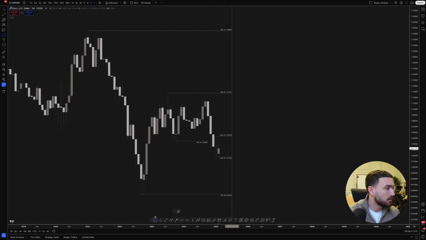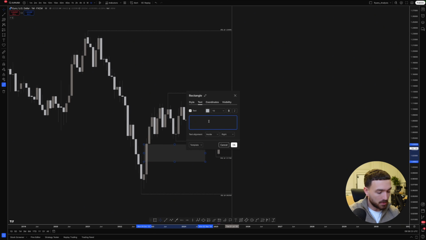Another thing I'm looking out for here is that we're in this monthly imbalance zone, where there was inefficiency in the market on the monthly chart. Okay, I'm going to call this M1.